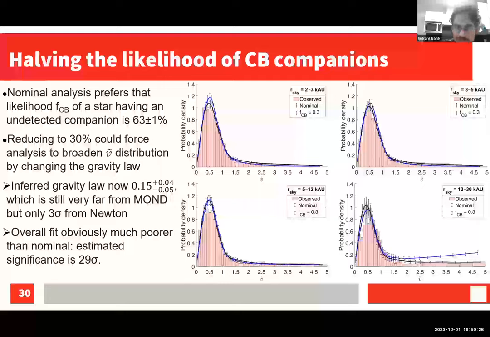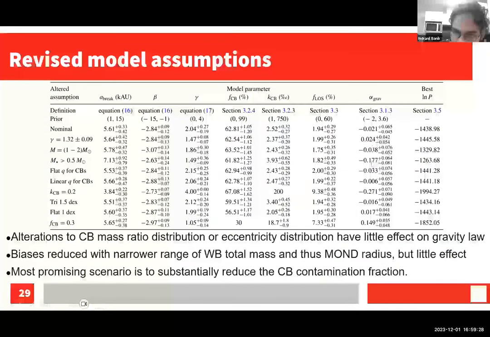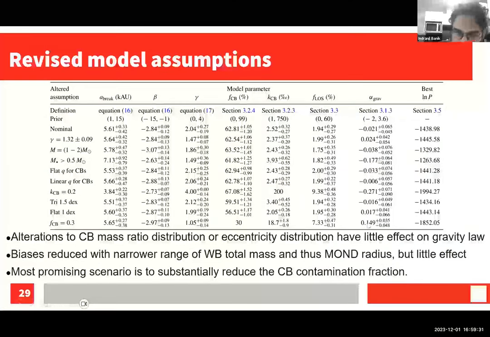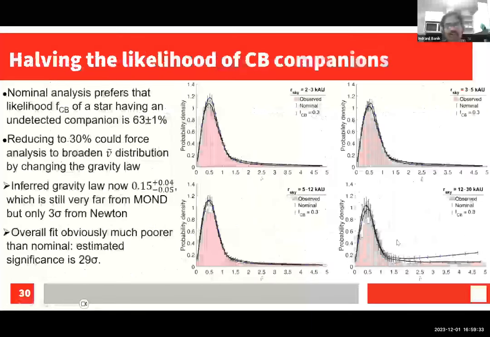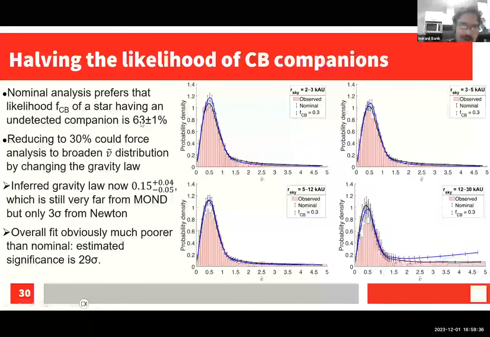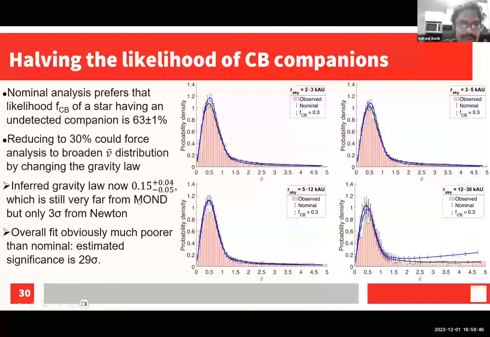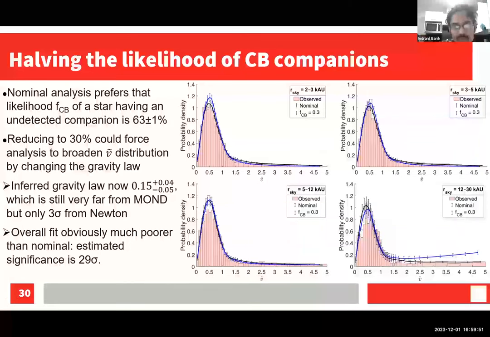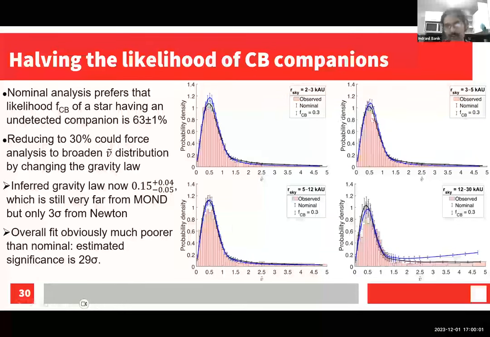The one which came closest to MOND was perhaps this model, where we've halved the likelihood of closed binary companions from the nominal 63% to 30%. We've forced it to be fixed to 30%. The inferred gravity law rose a little bit, but it's still very far from MOND, and it's only 3 sigma from the Newtonian case. And more worryingly, the overall fit to the data.